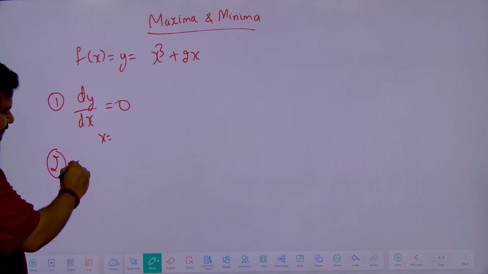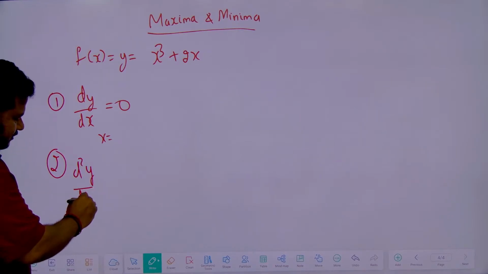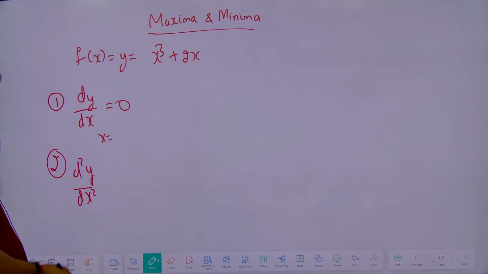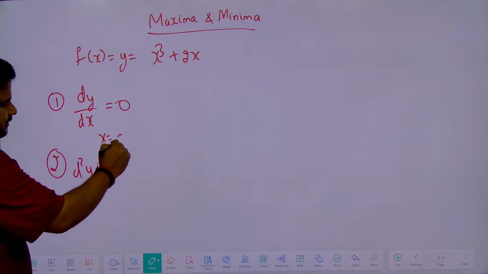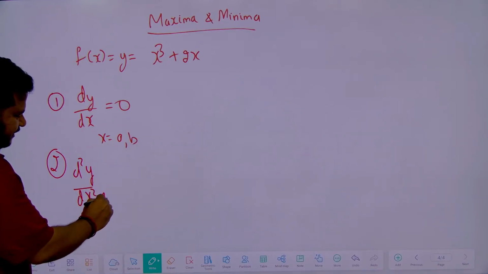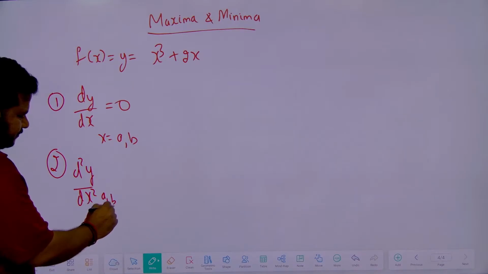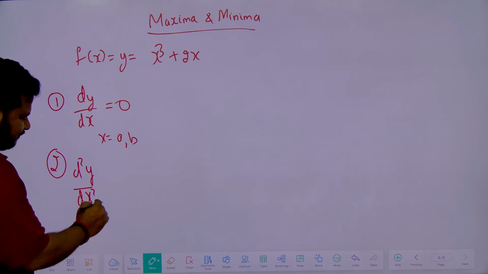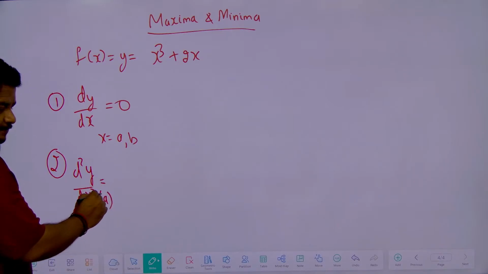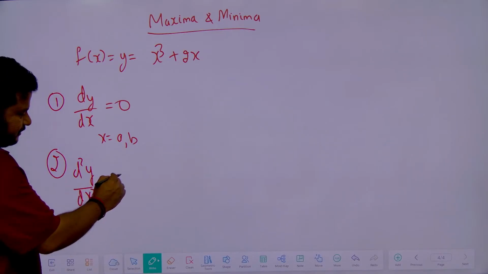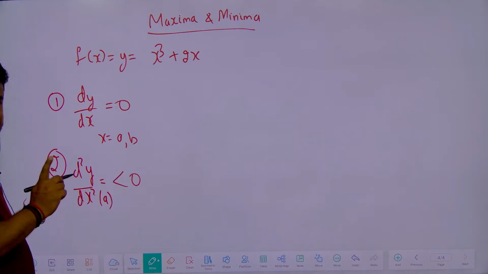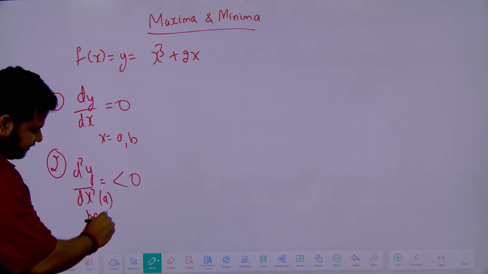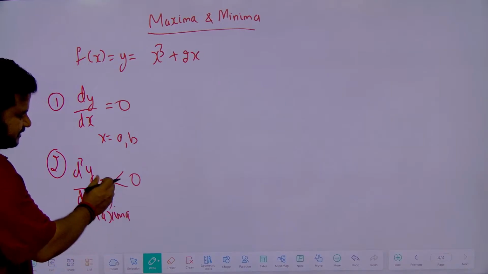Next, you will differentiate the function you got again. That's what we call the double derivative, d square y by dx square. After finding it, put in the values. Suppose we got a and b, put the value of a and put the value of b. If for the value a, d square y by dx square is less than 0, it means it is maxima. Less than 0 means you should get a negative value.